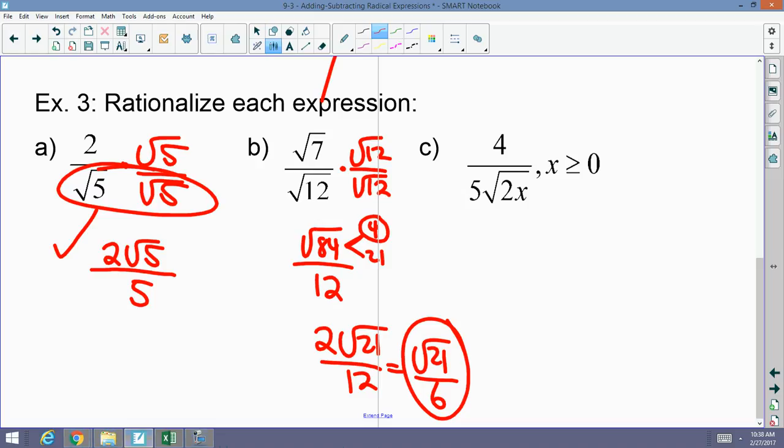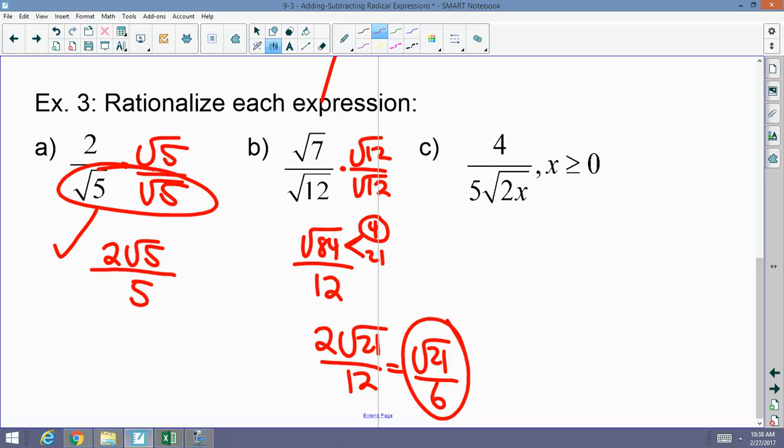Yeah, next section is multiplying, and then we'll talk about dividing them later. But no, you cannot. You can only add like radicals right now. And for multiplying, you can only multiply radicals that have the same index. But we'll get to that soon enough.